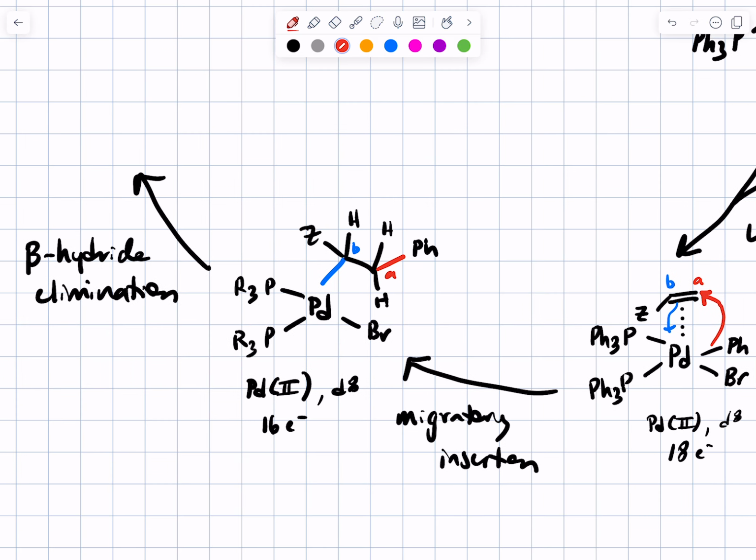Okay. Now, imagine that we showed dashes and wedges appropriately. There would be a way to draw this molecule, rotate around this bond, such that the phenyl group was as far away as possible from this Z group, right? We're not doing that here. I mean, actually, with the magic of erasing, we can. Sort of cheating.